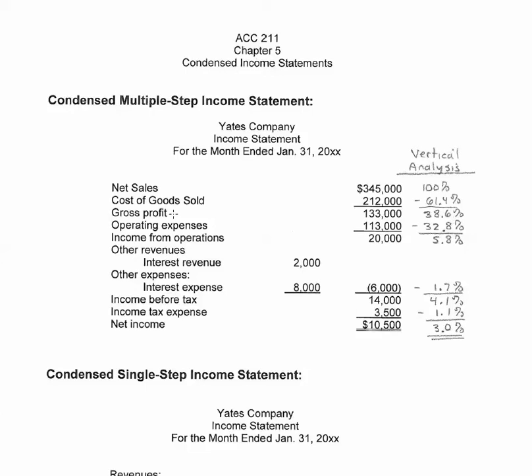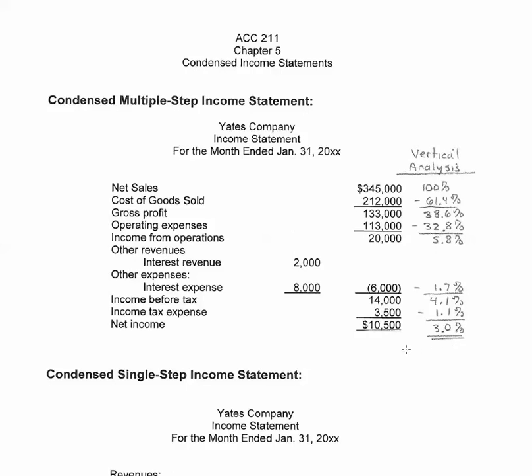The other calculation coming from Study Objective 7 is the profit margin. We actually did this back in Chapter 1, so that's not new. The profit margin is also called return on sales, or ROS. It's calculated by taking the very bottom line net income and dividing that by net sales. In this case, 10.5 divided by 345 gives us a 3% profit margin.